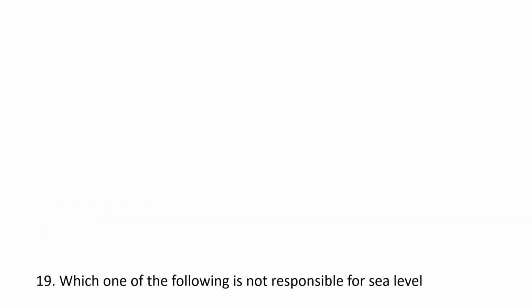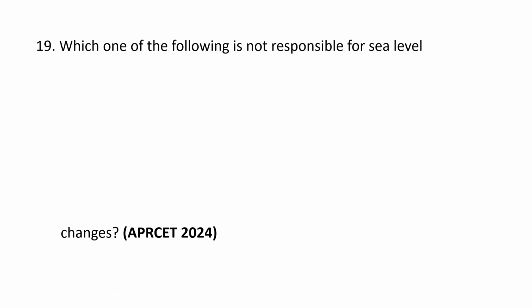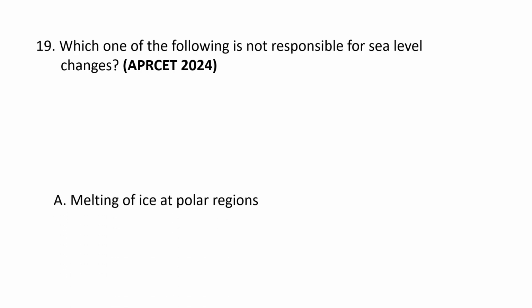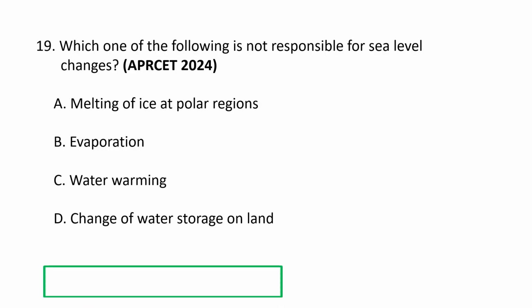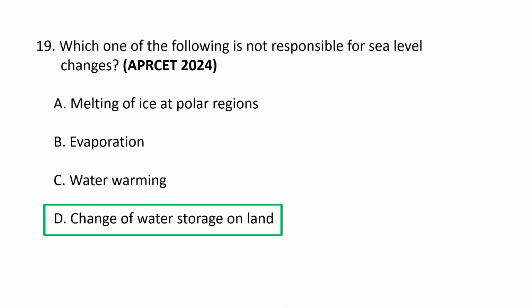Next question. Which one of the following is not responsible for sea level changes? A. Melting of ice at polar regions. B. Evaporation. C. Water warming. And D. Changes of water storage on land. The correct option goes as D. Changes of water storage on the land. Because the factors like melting of ice at polar regions and evaporation and water warming, all these are responsible for sea level changes.